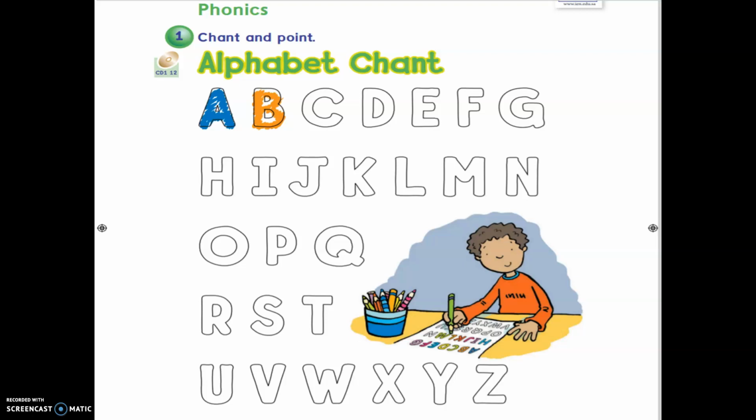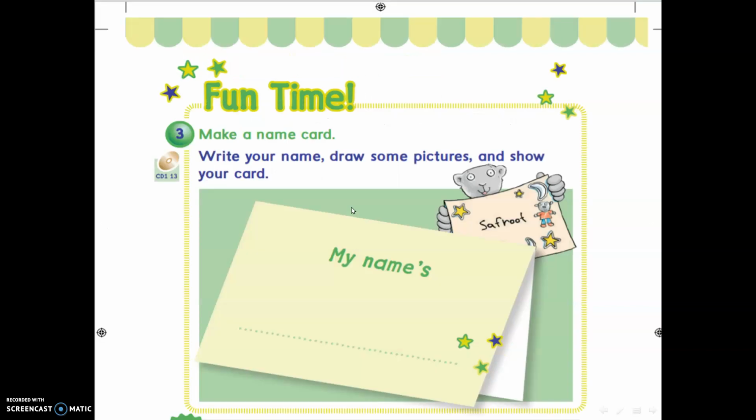Okay, girls, here we have the alphabet letters. Now, I want you to color these letters. Please, girls, color these letters. Then we have exercise 3. Make a name card. Write your name. Draw some pictures and show your card. Please, girls, here I want you to write your full name. Your full name, girls. Okay?